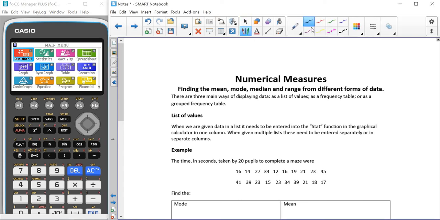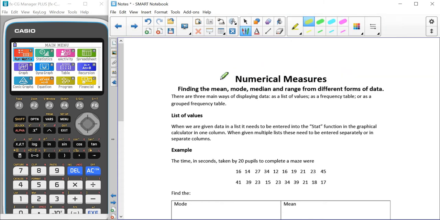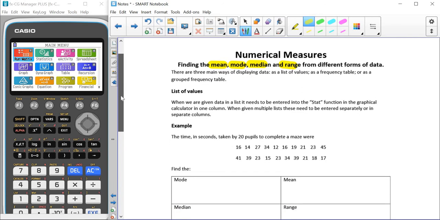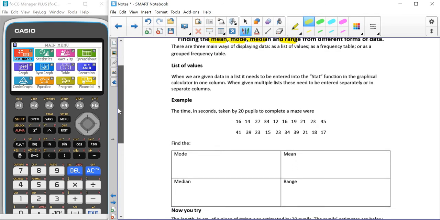So we're going to have a look at numerical measures, which means that we're going to be looking at the mean, mode, median and range for different types of data. Now you should have looked at this a little bit at GCSE. So we're going to see how we do this though in our graphical calculator.